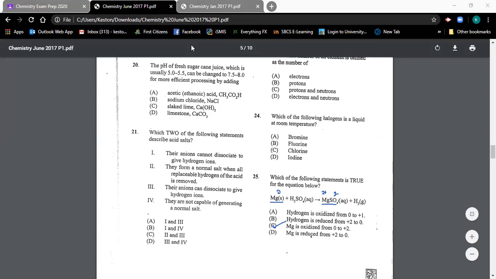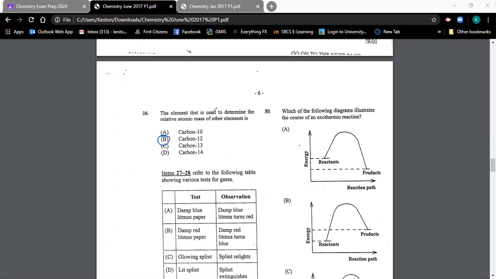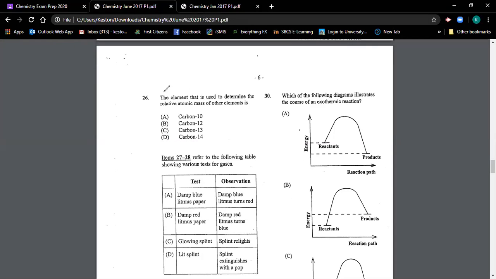Moving forward. 26, the element that is used to determine the relative atomic mass of other elements is which one? Common question. Carbon 12. Yeah, 12 grams, you remember that? 12 grams carbon, Avogadro's constant. Right. 27 to 28. Let's see what they say here.